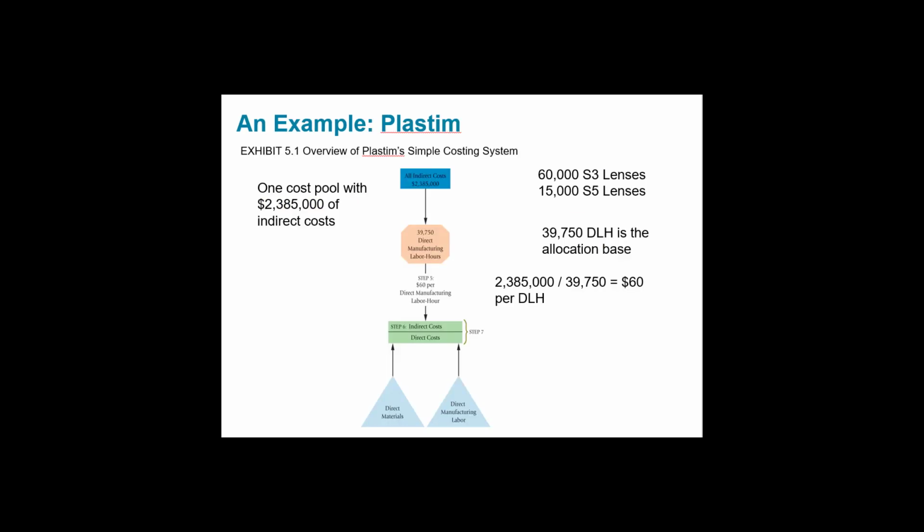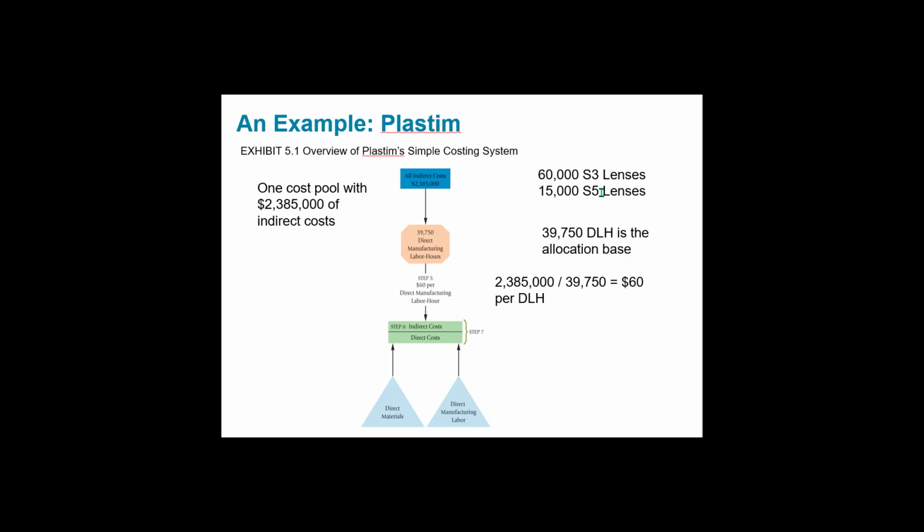So this chart depicts the process involved in simple costing for our sample company, Plastim, which currently uses this costing system, and let's go through the steps. The first thing they would do is identify their cost objects, and right now they've got 60,000 S3 simple lenses, and then these are more complex lenses, I think, 15,000 of these S5 lenses.